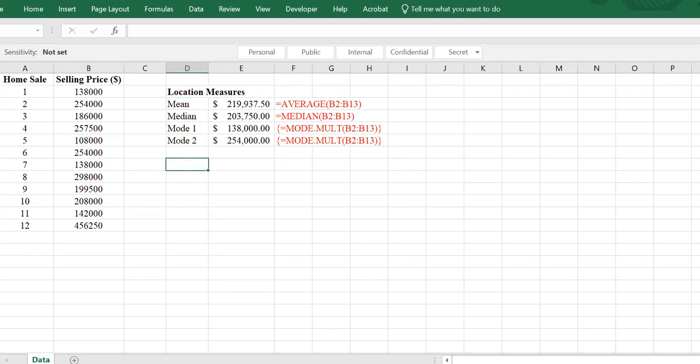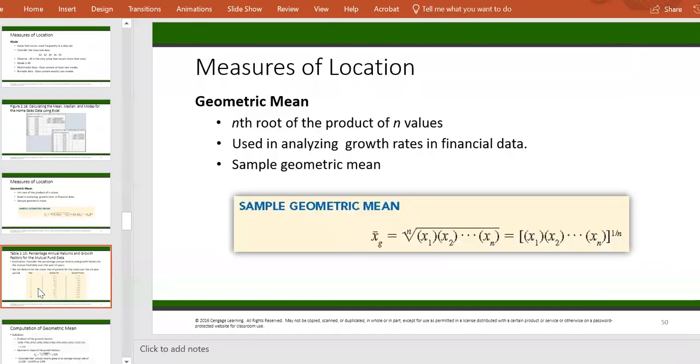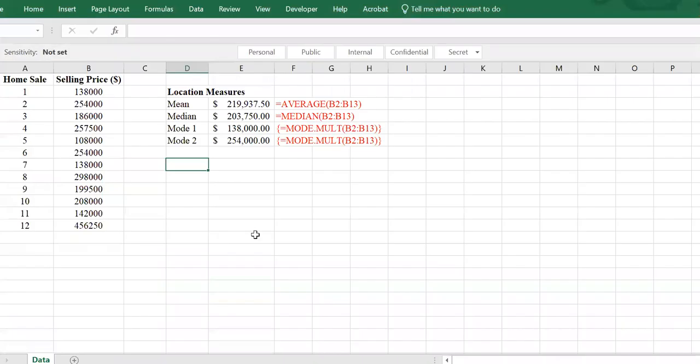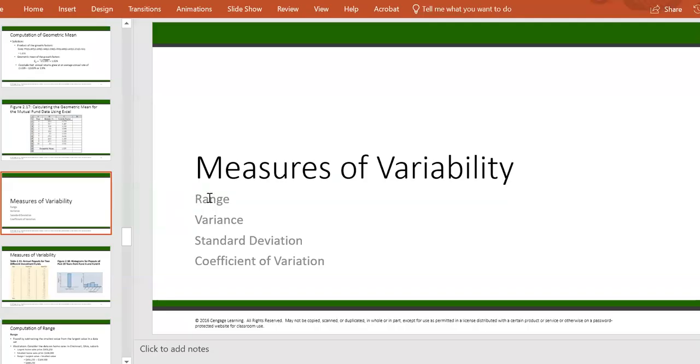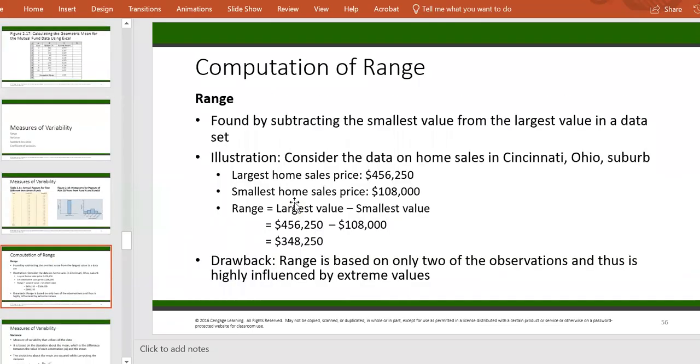The second category of the measures that we're going to use is measures of variability. And we're going to start with the range. Range is the simplest measure of variability, and it simply takes the difference between the largest and the smallest value in a set.